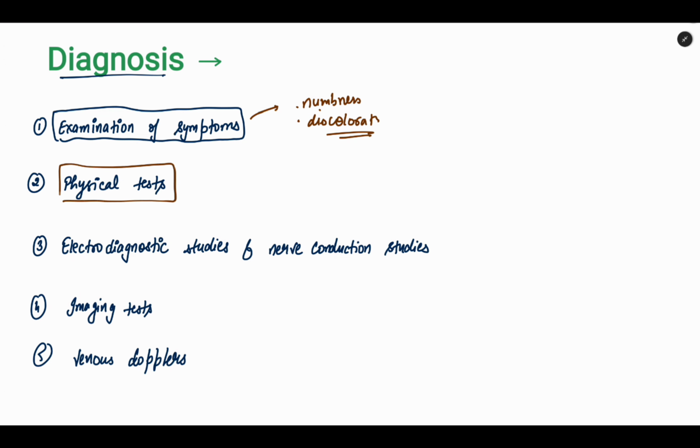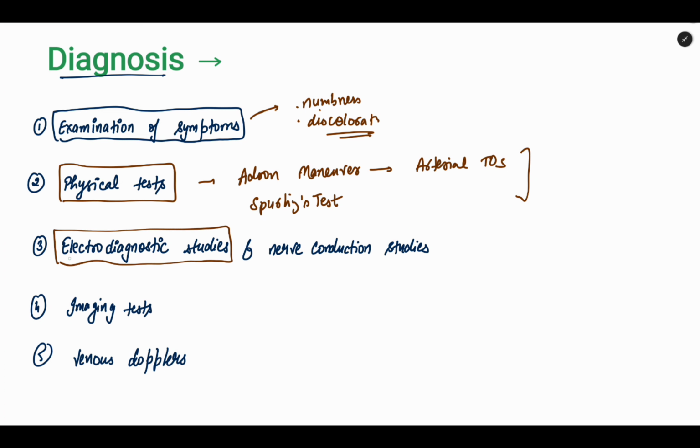Then we have some of the physical tests which are quite helpful in the diagnosis. For example, we see the posture of the patient, as improper posture can be a cause for thoracic outlet syndrome. Then we can do the Edson's maneuver, which is basically for testing arterial thoracic outlet syndrome. Then we can also do the Sperling's test. So these are some of the physical tests which are very helpful in the diagnosis of thoracic outlet syndrome. Then we can do some electrodiagnostic studies and nerve conduction studies for the diagnosis of the most common neurogenic thoracic outlet syndrome.